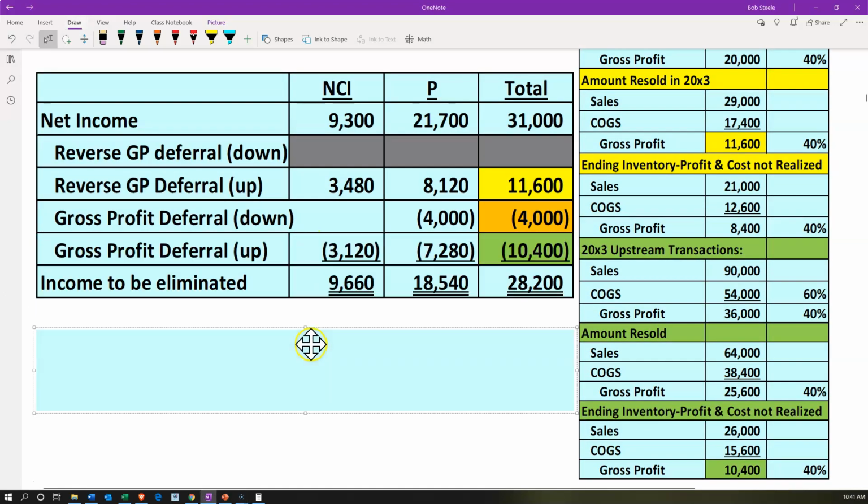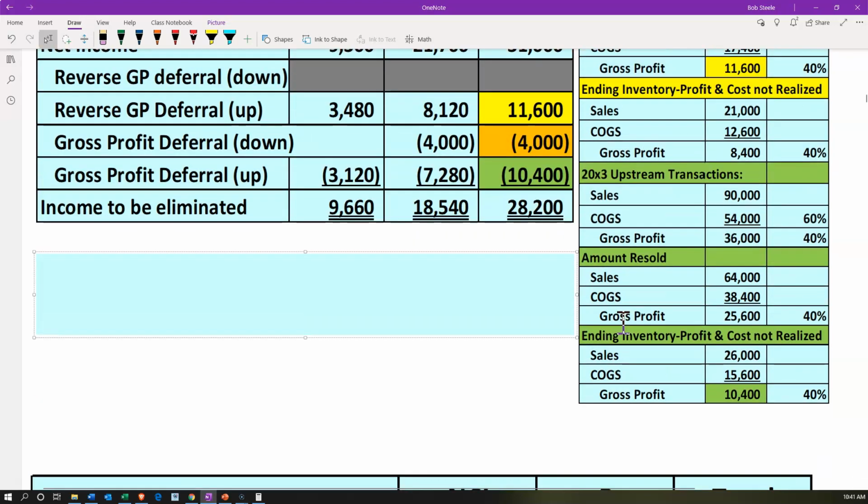Then if I reveal the last part here, we have the gross profit deferral up. And so we're going to say this is the current year up transaction, the 2000X3 transaction going from S to P. So here we have that. And again, we're taking the bottom line number, the amount that's still reflected in the ending inventory items. So that's going to be the 10.4. It's going to be a negative. So we're going to pick up our negative number here.